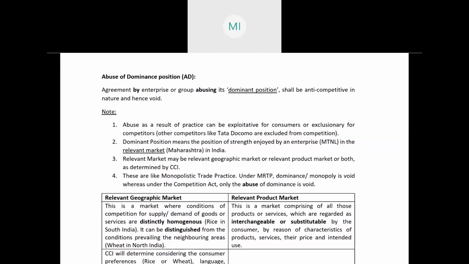Ready? So, see, remember in exams they ask you whether dominance is void. Remember, dominance is not void. Only abusing dominance is void. Only if you abuse the dominance is it void. Any agreement by an enterprise abusing the dominant position shall be anti-competitive and hence void.